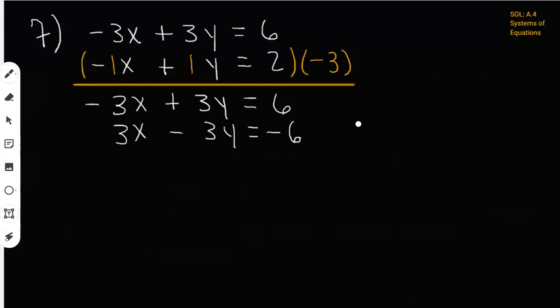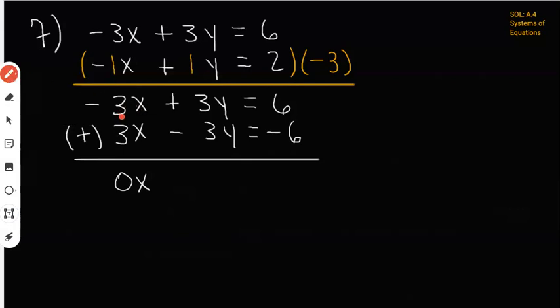So now let's add. We're going to add the 2 lines. Now, if you multiply by a +3, it would work, but you would have to subtract instead of add. That's the only difference. So let's add up the x's. We got -3 plus 3. That's going to be 0. I'm going to put down a 0x. So they're going to cancel out.